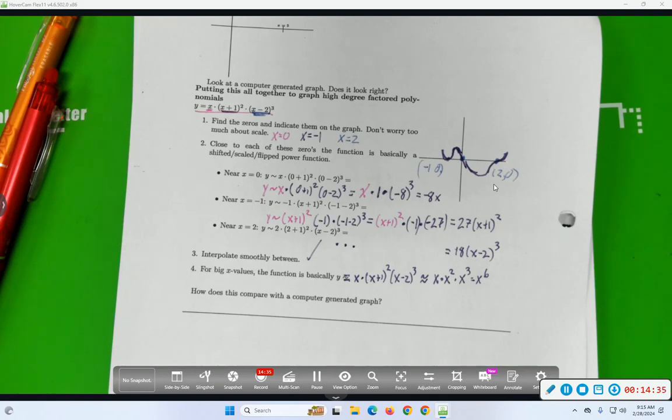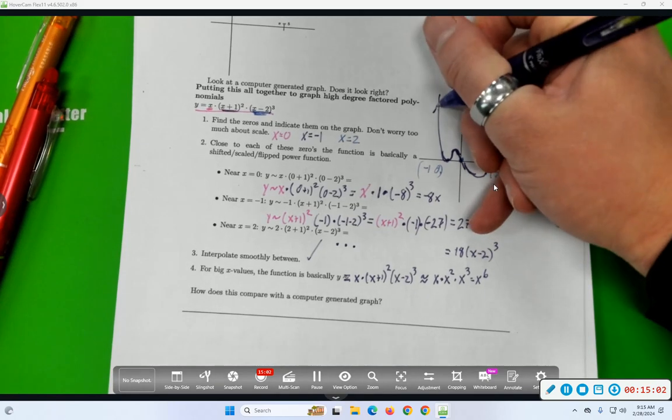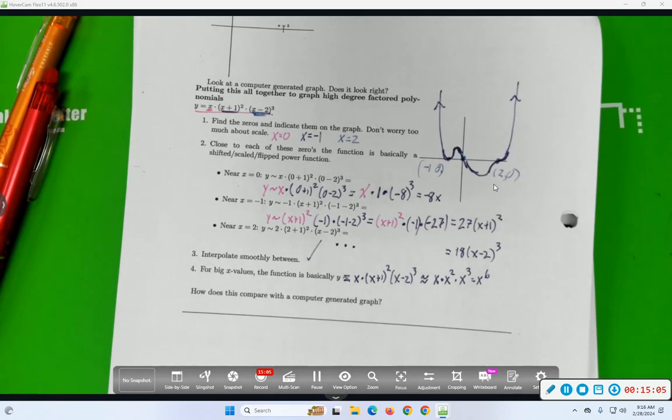So that tells me what happens when x is extremely big. The graph should look like y equals x to the 6th. What does the graph of x to the 6th look like? Like x squared. Yeah, like x squared, but steeper. But I'm not going to be able to see that difference in this cartoon style graph I'm drawing. Neato. How'd that feel?